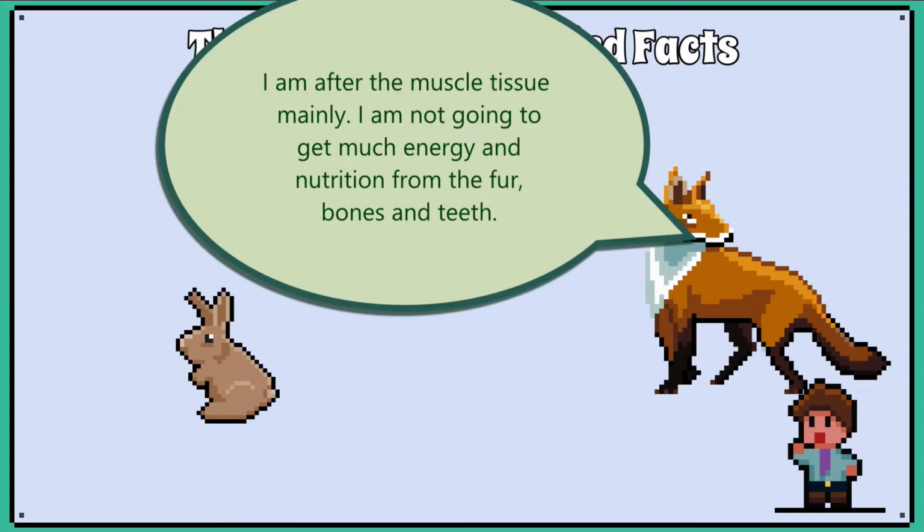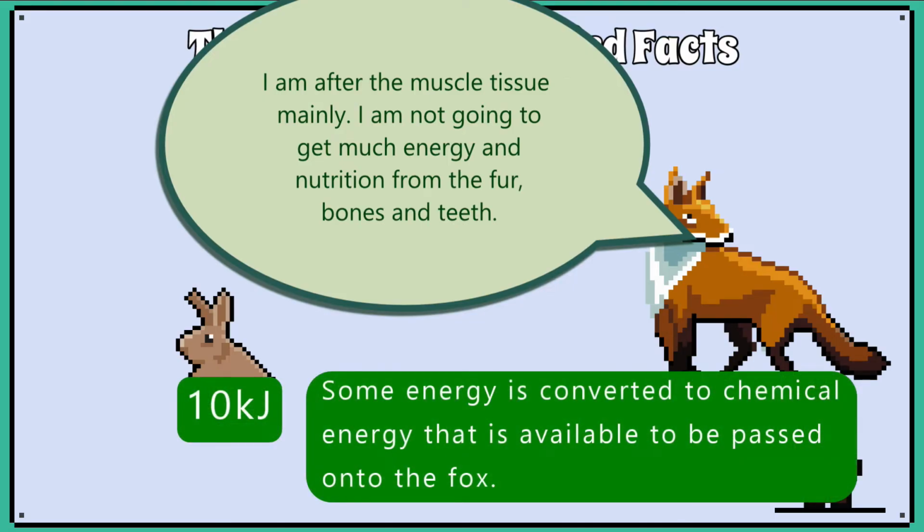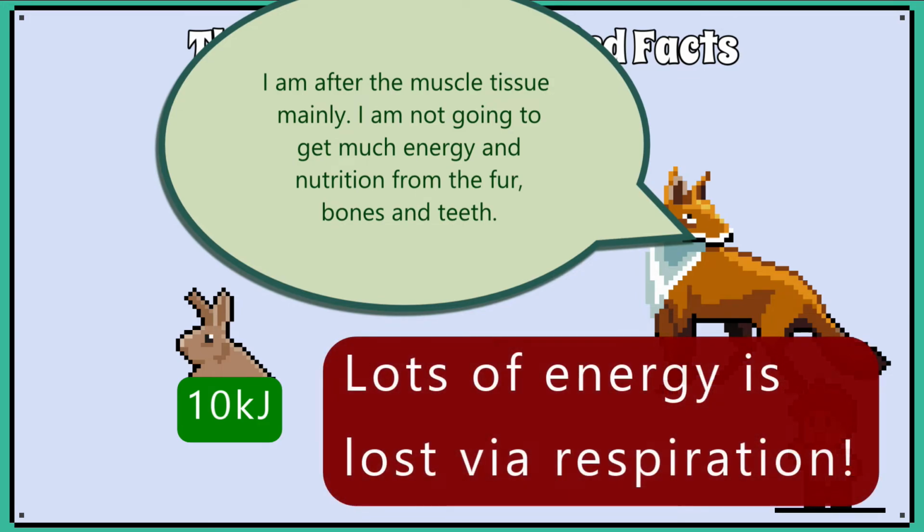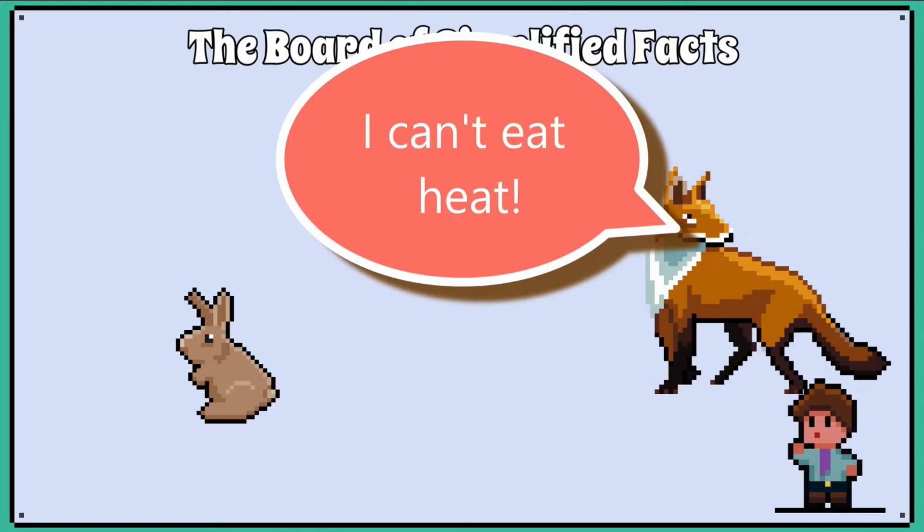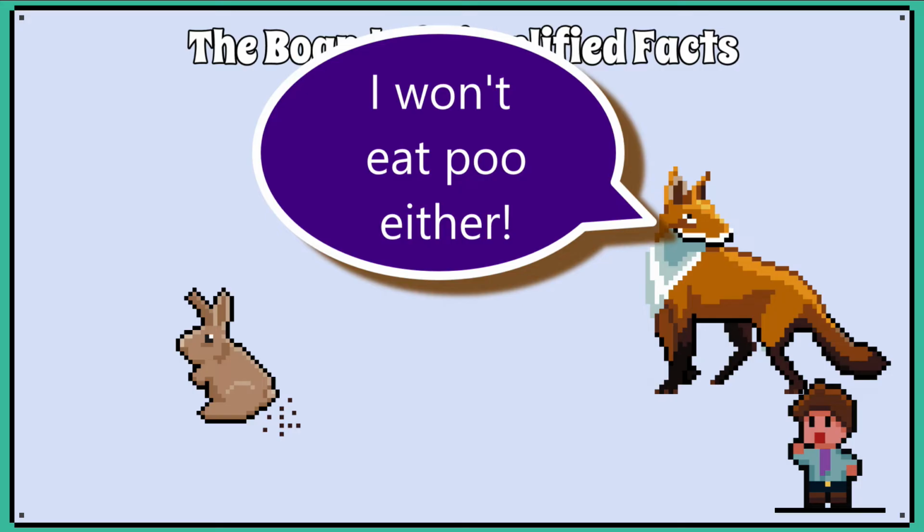When the fox consumes the rabbit, it can't digest every single part of the rabbit. The rabbit will not have used all the 10 kilojoules of energy it received from the dandelion for producing muscle tissue, which includes repairing cells and growing new cells and tissues. It too will have respired and produced heat energy, which can't be eaten. You can't eat heat. The rabbit will also have produced waste products that again is energy lost and not passed on to the fox.